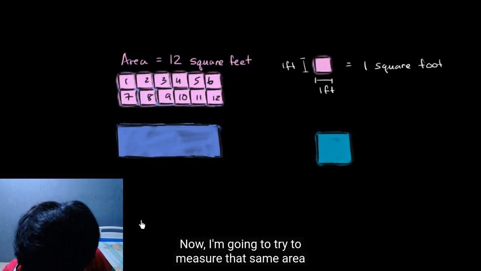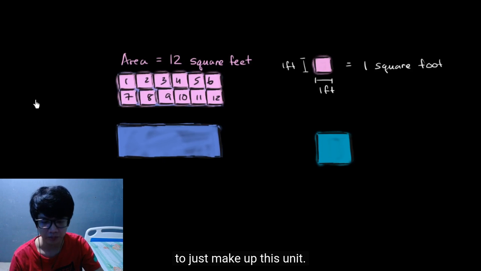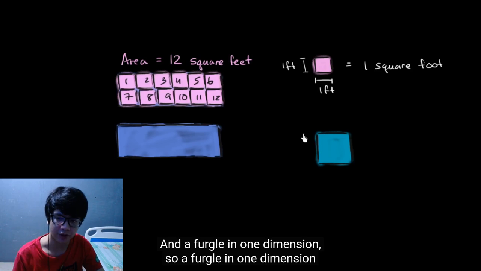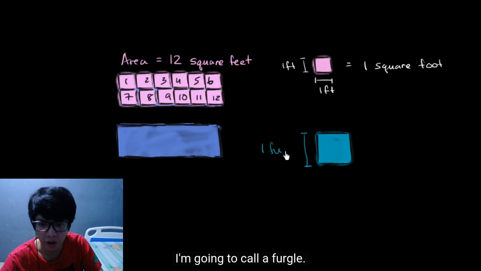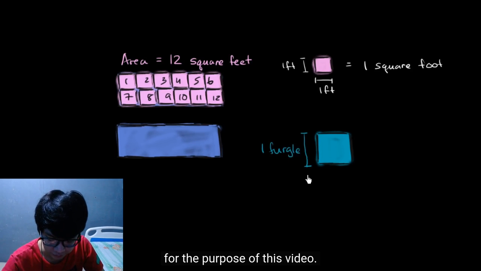12 square feet. Now, I'm going to try to measure that same area in a different unit. And I'm going to just make up this unit. I'm going to call it a fergal. A fergal in one dimension is twice a foot. So this distance right over here, I'm going to call 1 fergal. This is something that I made up just for the purpose of this video.